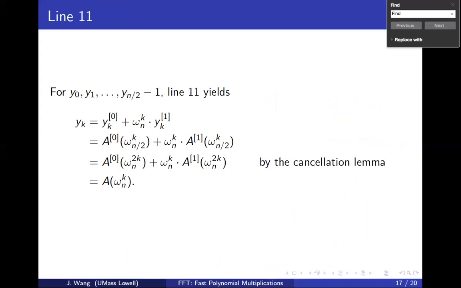So this just indicates how this y_k is evaluated. For instance, y_k by plugging in is equal to this, okay? And then by the cancellation lemma, it is equal to this: omega_n over 2k is equal to omega_n to the 2k, right?